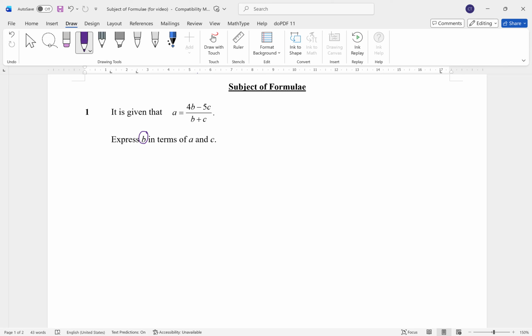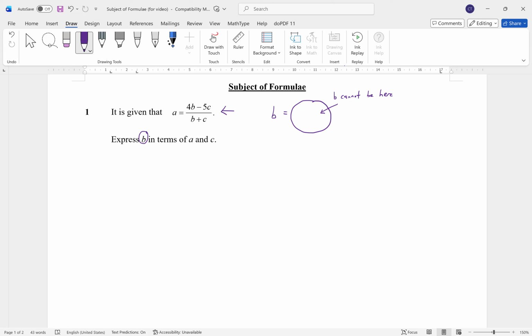Okay, so what does it mean to make B the subject of the formula? So basically, they want us to rearrange this equation over here into a form such that we have B equals to a particular expression on the right side of the equation. Okay, but on this right side of the equation, B cannot appear. So the left side should just be a B with a coefficient of 1.